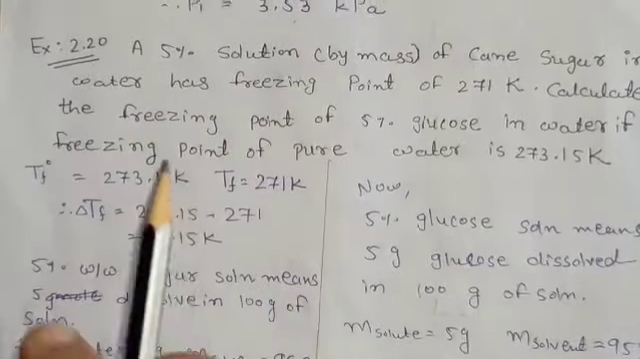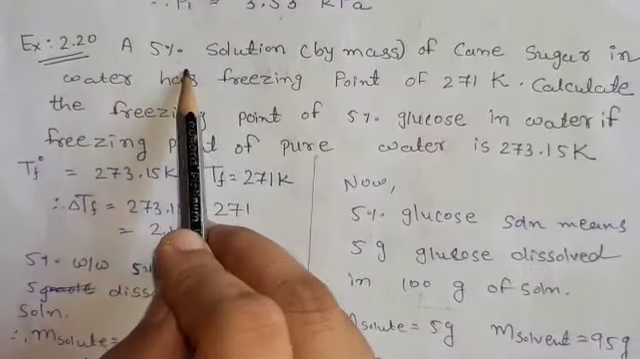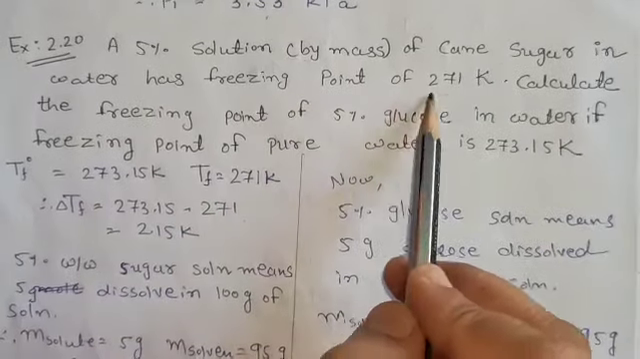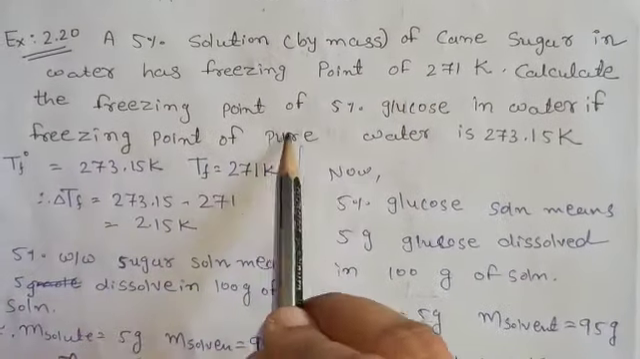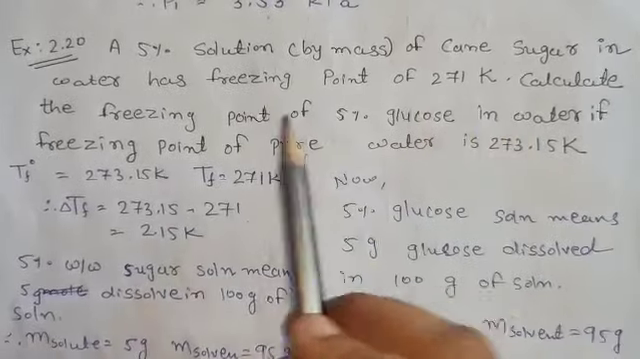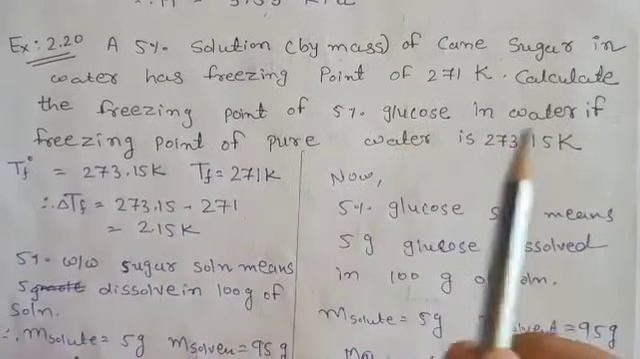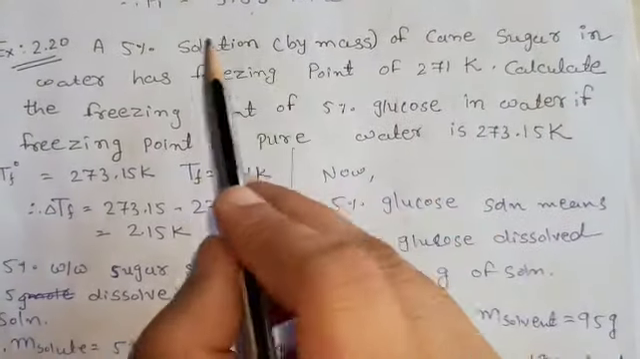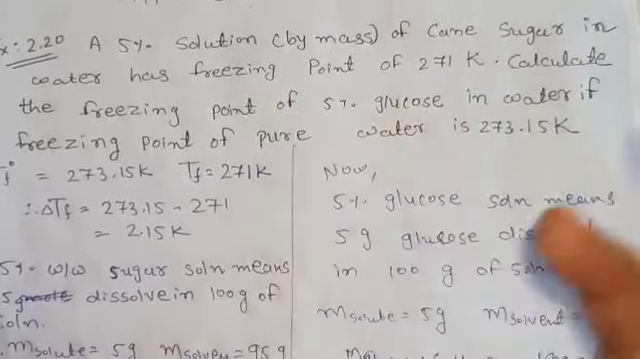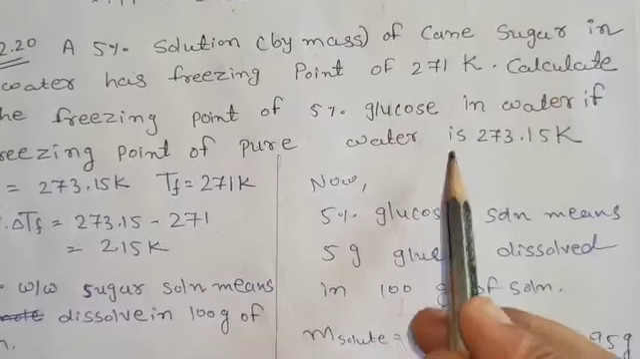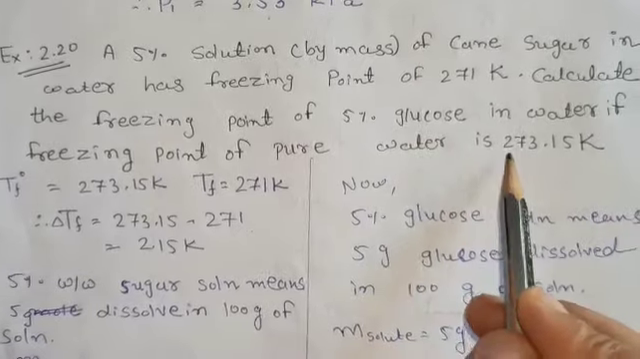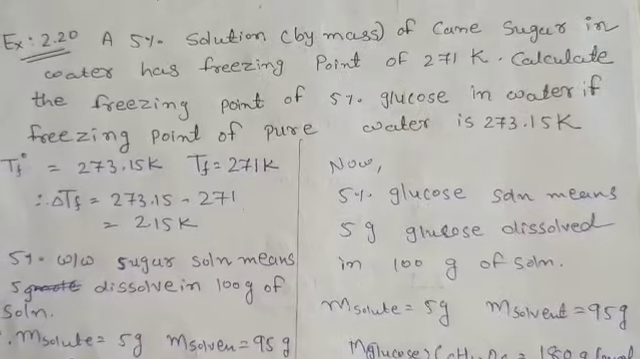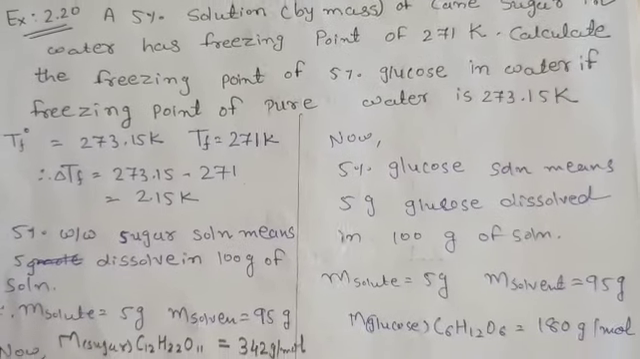Now question number 2.20. A 5% solution by mass of cane sugar in water has a freezing point of 271 Kelvin. Calculate the freezing point of 5% glucose in water if the freezing point of pure water is 273.15 Kelvin. Right, here the freezing point of the 5% cane sugar solution is given, which is 271 Kelvin, and the freezing point of pure water is given, which is 273.15, right? And we have to find out the freezing point for the 5% glucose solution, right?